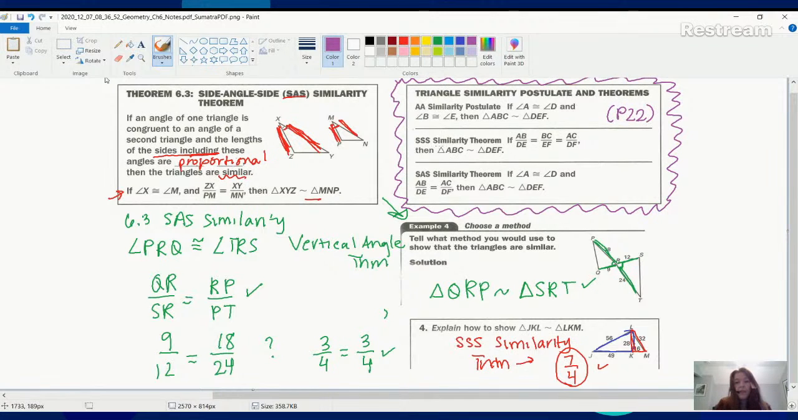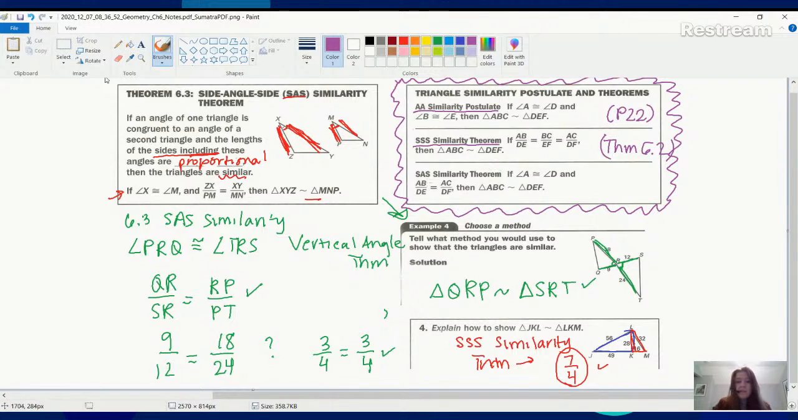Okay, so that was what we just learned in the last section. Angle-angle similarity postulate says if 2 angles of one triangle are congruent to 2 angles of another triangle, then the triangles are similar. We have the side, side, side similarity theorem. It says if your proportionality statement is true, all your sides are proportional to all the sides, then the triangles are similar to each other, and this happens to be theorem 6.2, okay?